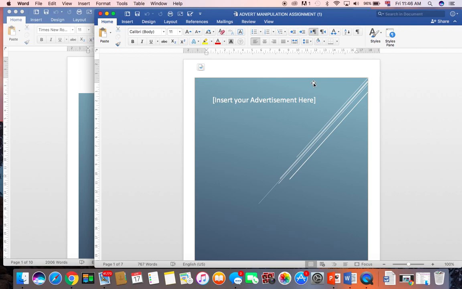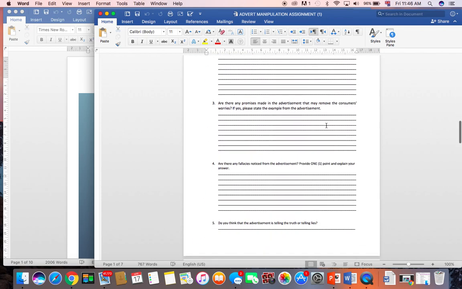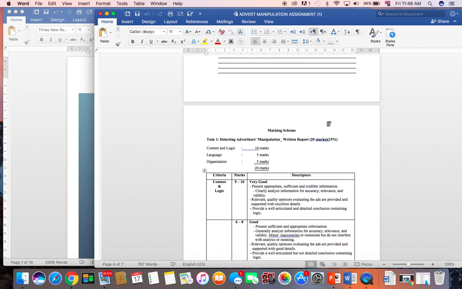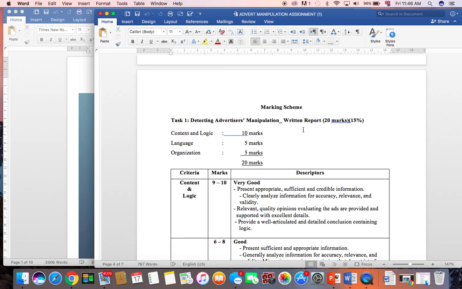Now, please remember for this final assignment that you have, the whole report will be 20 marks. I understand that before this we have a presentation, but we feel that it will be too much work on you guys and too many things to handle as well. Therefore, we have decided to do it into only one single assignment, which is on the report itself.